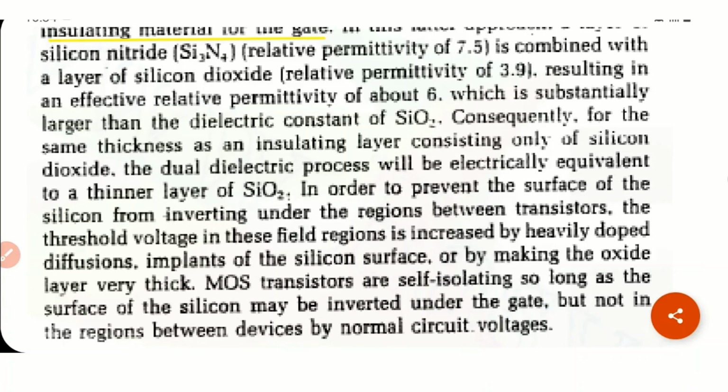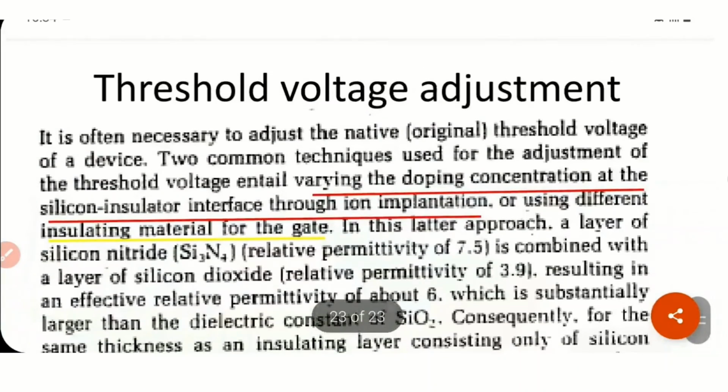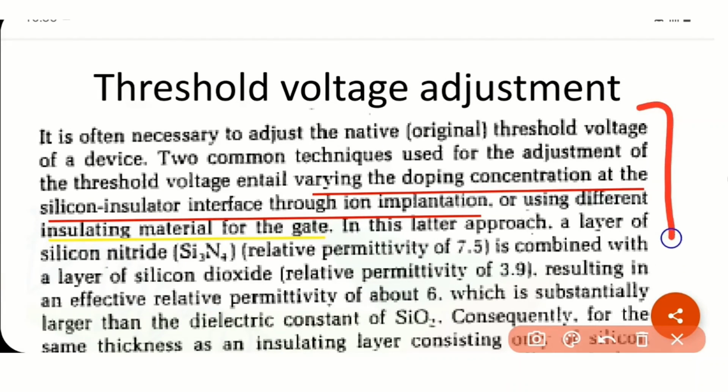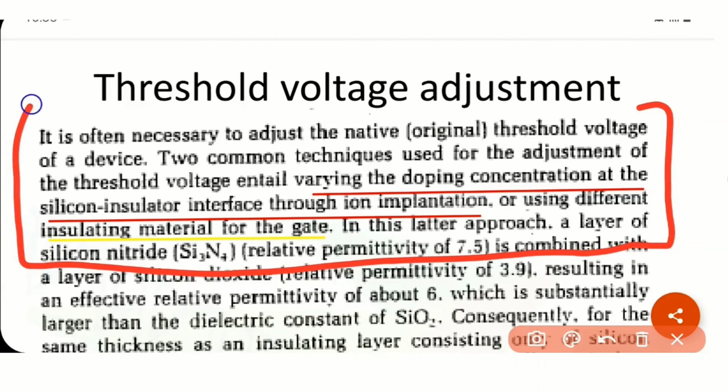So this is just the explanation of the above point. You people have to keep in mind only this thing. There are two ways in which you can vary your threshold voltage. Okay, that is VT.